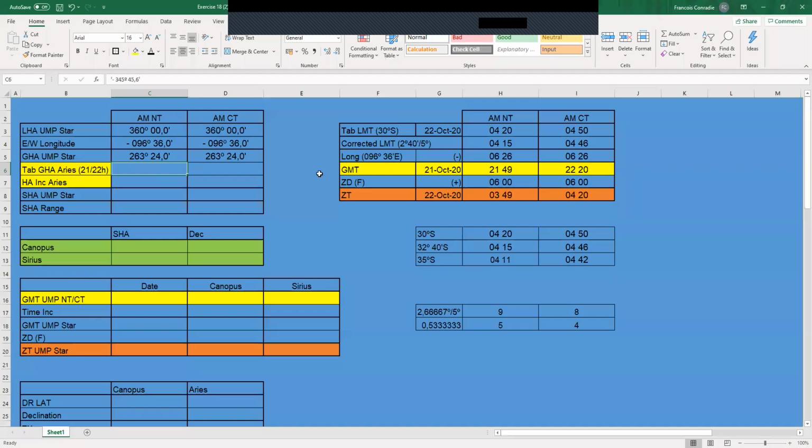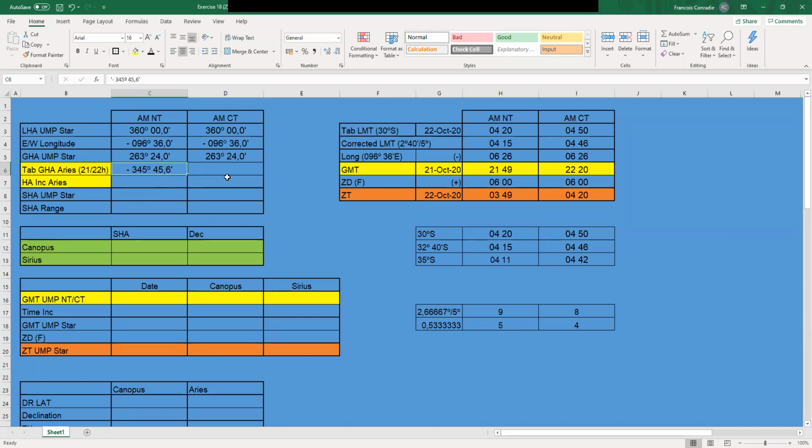So tabulated GHA for Aries, 345, 45.6, and 048.1. That, of course, will be subtracted, eh? So remember that formula that I just had down here? We need to subtract the GHA. That's very important. This will always be subtract. And you'll see in this case, the value is actually larger. That's fine. Okay, so that's the tabulated GHA.